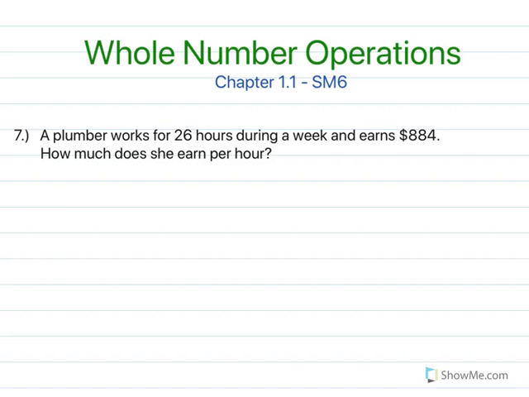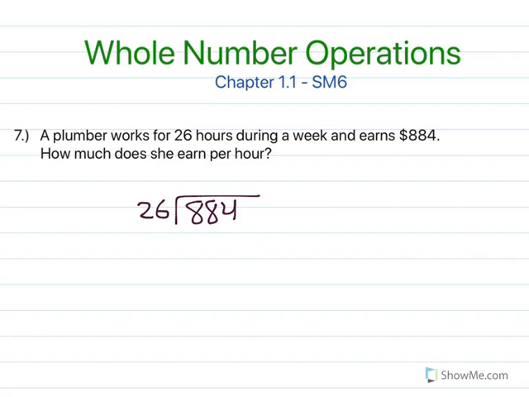All right, so in our final problem, it says a plumber works 26 hours during a week and earns $884. How much does she earn per hour? So we're going to take how much she earns, we're going to divide it up by how many hours she has worked total. So it's going to be a division problem. So I have 884 divided by 26. And I'm thinking 25 to help me. I'll change 26 to 25 in my mind.